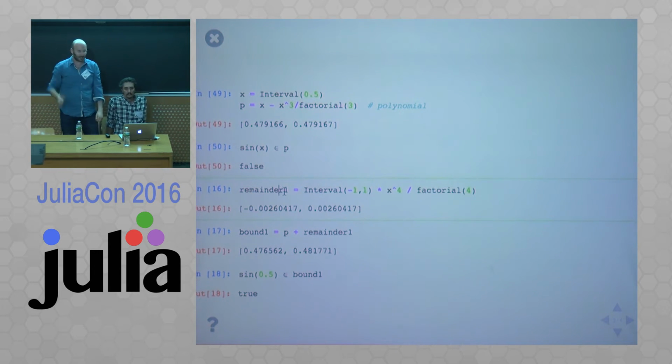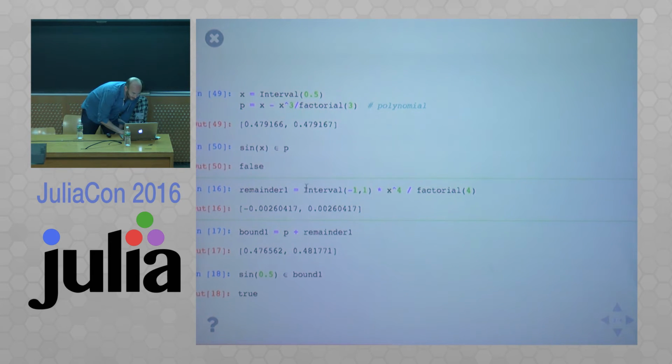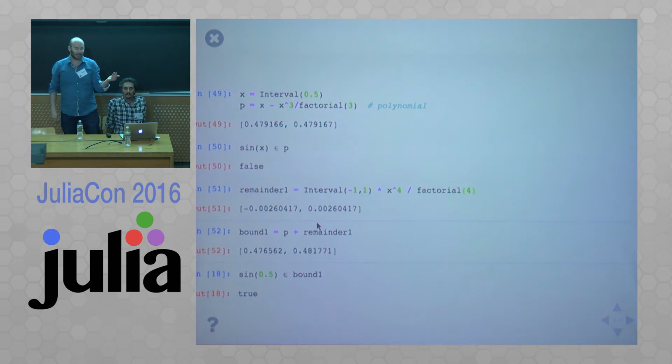The remainder term, according to this result that we've just found, is bounded by the interval -1 to 1 times this value of x to the power 4 divided by the factorial of 4. We can literally write that in Julia, and that is the remainder. And then when we sum that with the original thing, we get this bound that I claim is a rigorous bound for sine of 0.5. And indeed, sine of 0.5 is in there. That doesn't prove that it's a rigorous bound, but it is a rigorous bound. So that is the basic idea.